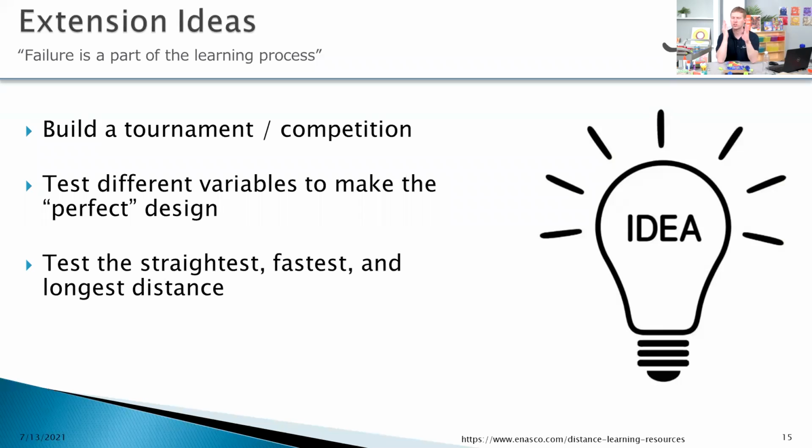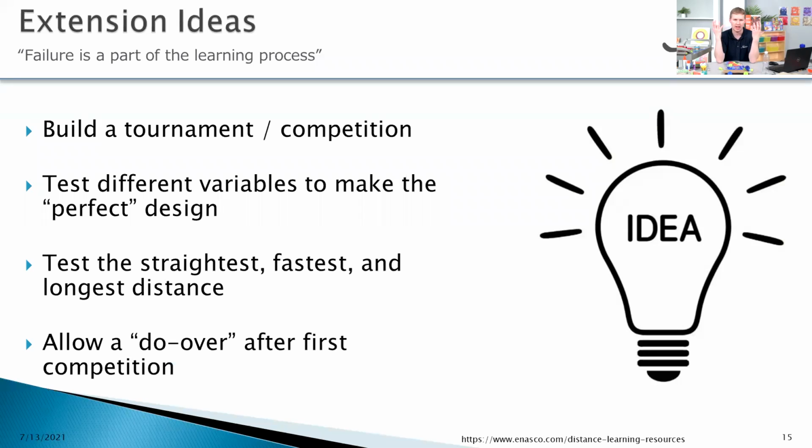Otherwise, you could test which can go the straightest, what can go the fastest, what can go the longest. Maybe you have 3 different categories and each group gets to decide which category they want to test it out in. And of course, the classic do-over. I created my design. After going through my design, I made some iterations. I've kind of made improvements. Maybe if I had a do-over, maybe I would do it this way instead. So maybe you want to do a do-over.